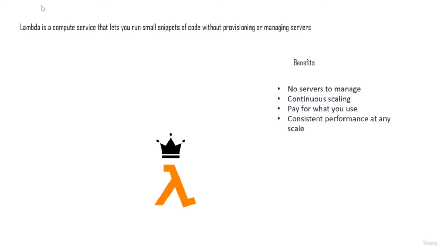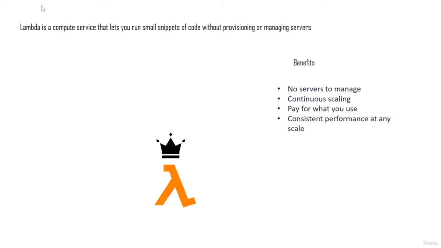Okay, let me start by giving you a very basic definition of what Lambda is. Lambda is basically a compute service that lets you run small snippets of code without having the hassle of provisioning or managing servers. So now let's talk about some of the benefits of using Lambda.